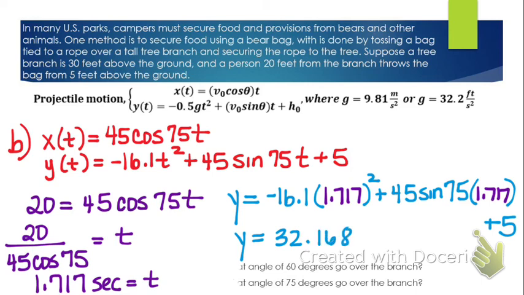32.168 feet. So is it going to go over the branch this time? Because how high is the branch again? 30. So this time he used enough force and it did clear it. So you would say yes for part B. Is it okay if I rounded it to 1.72? That would be okay because it didn't specify where to round to. I always do thousandths place, but the bottom line is you would still get a height. Your height would be close enough and you would know that the answer is yes.